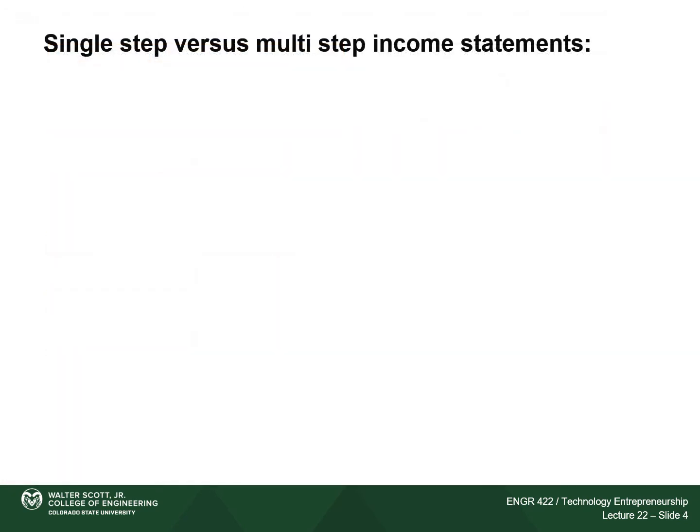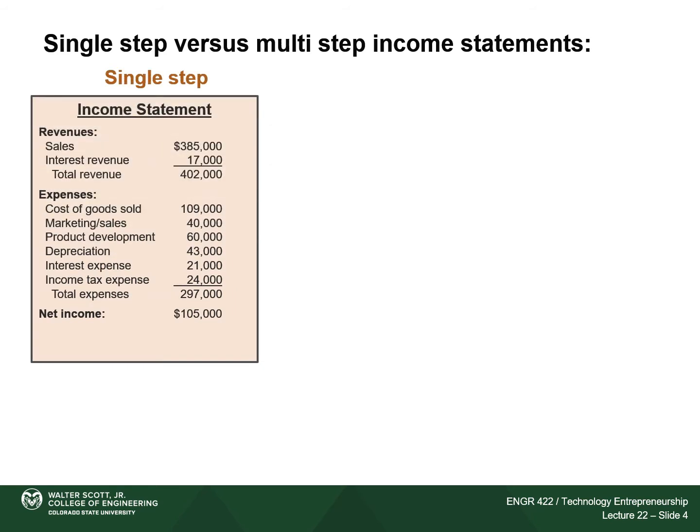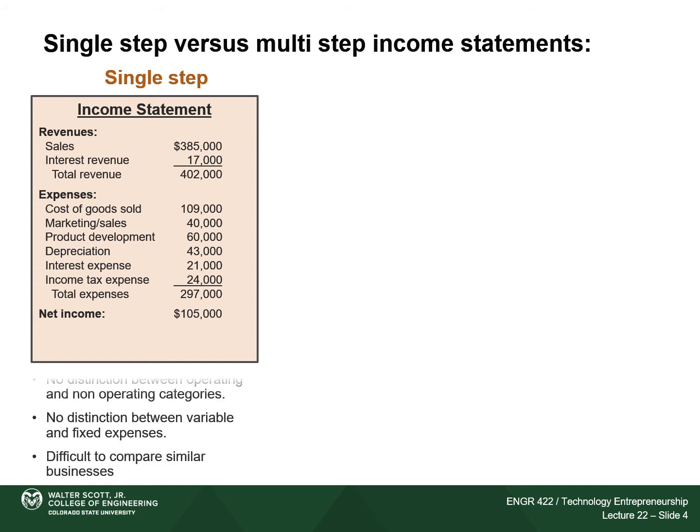Okay, so let's go through and talk about a single step versus a multi-step income statement. What do we mean by that? Well, let's look at the following income statement, which is a single step income statement. In a single step income statement, you have revenues, and you basically list all of the revenues that the business might have. Then your second category is the expenses. You list all of those expenses. You total your revenues, you total your expenses, you subtract the latter from the former, and you will get net income.